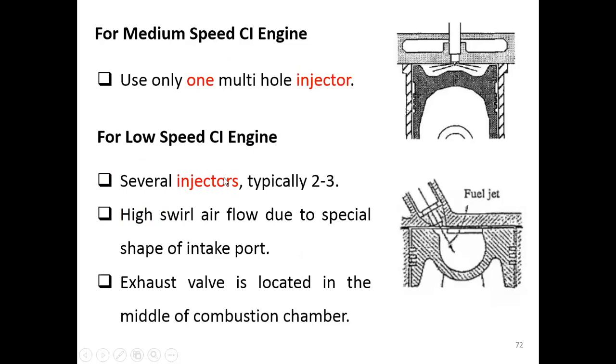For the low speed CI engine, they also make use of the shape of the intake port in order to induce a highly swirling airflow. And to help the exhaust gas go out easily, they usually locate the exhaust valve at the middle of the combustion chamber. This is for the low speed CI engine.